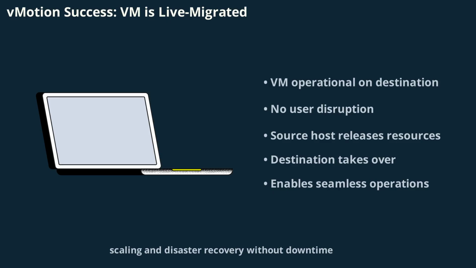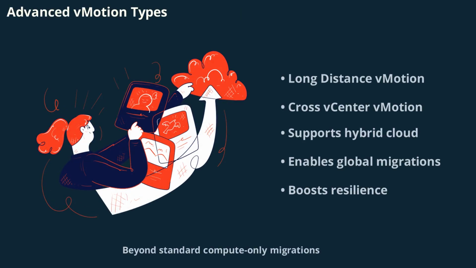Beyond standard compute-only migrations, vMotion supports advanced types like long-distance vMotion and cross-vCenter vMotion. Long-distance vMotion enables migrations across geographically separated data centers, while cross-vCenter vMotion allows VMs to move between different vCenter Server instances. These capabilities are essential for large enterprises and hybrid cloud deployments, providing unmatched flexibility and resilience.